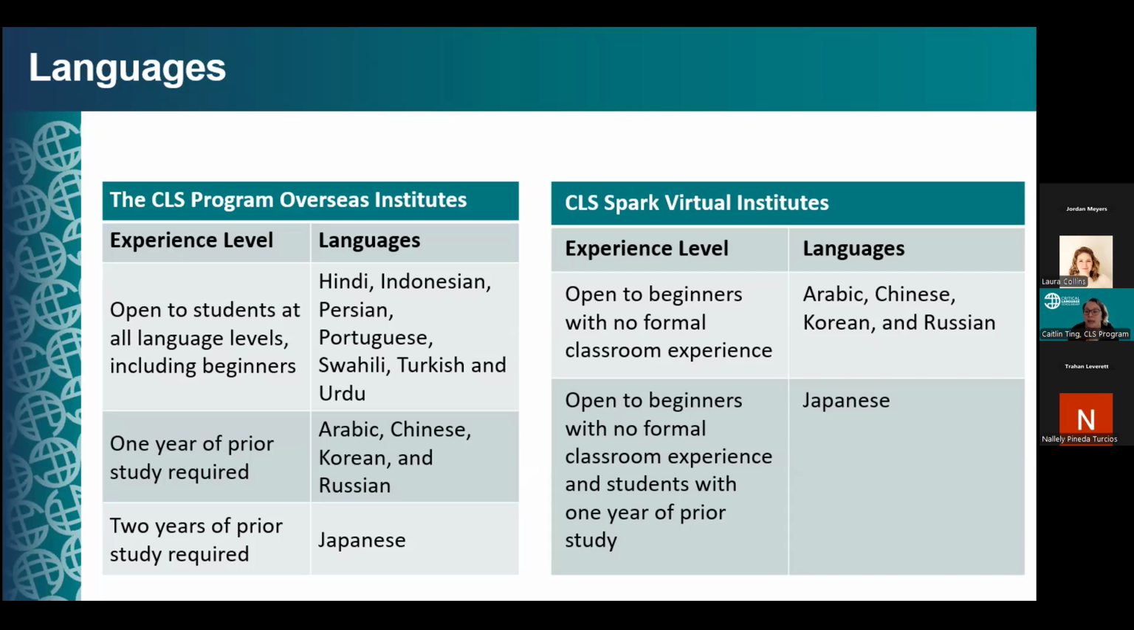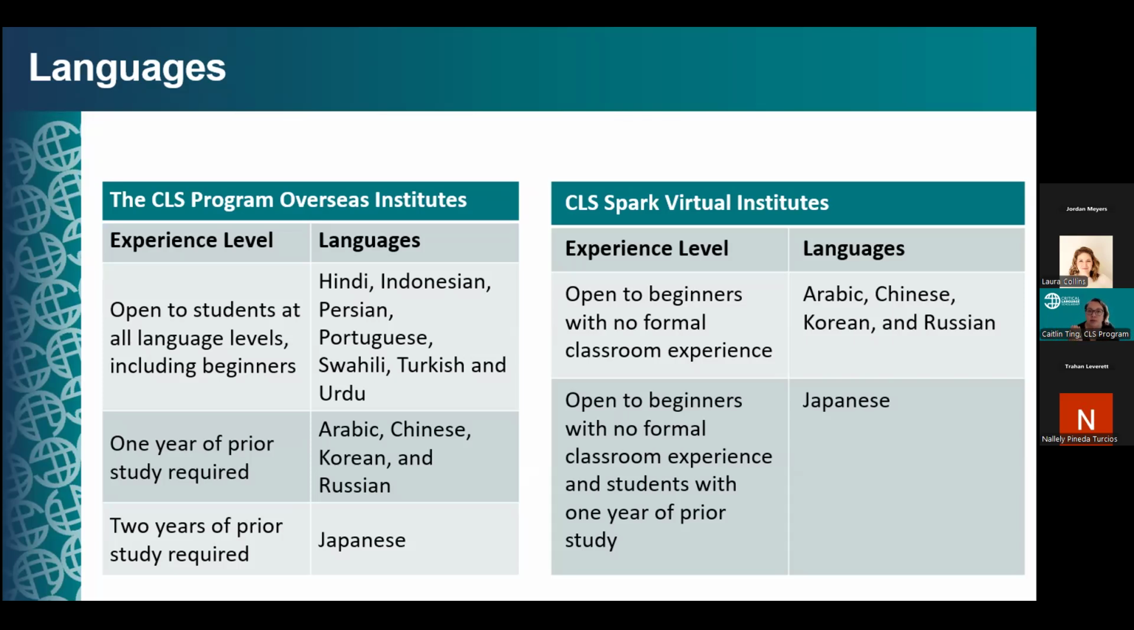So we have beginning level Arabic, Chinese, Korean, and Russian again, as well as beginning and advanced beginning Japanese. And so what you might see and notice here then is that there's a pipeline. You could do CLS Spark to get you the prerequisite level to then go overseas. Okay. I do want to emphasize that for CLS Spark, each course really is designed for beginners with little to no previous experience studying these languages.